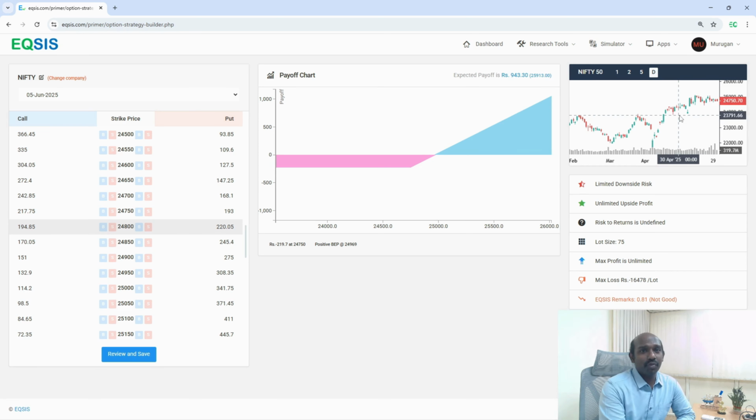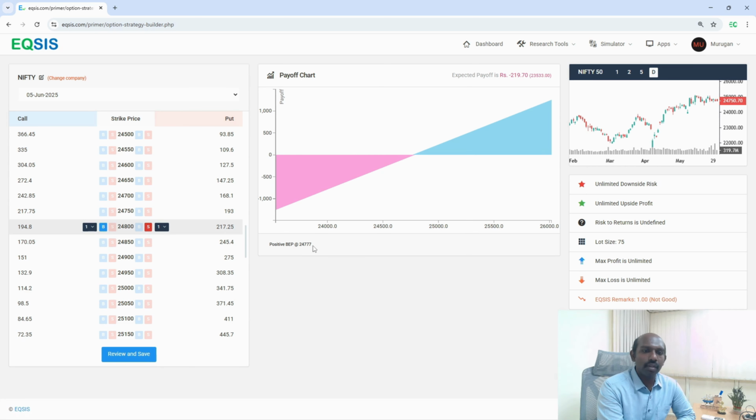But for Nifty 50, we don't have weekly futures. Rather, we have only monthly futures. Am I right? So there is one smart way to understand the indicative future price for a given weekly expiry: you buy any strike price call option and sell the same strike price put option.